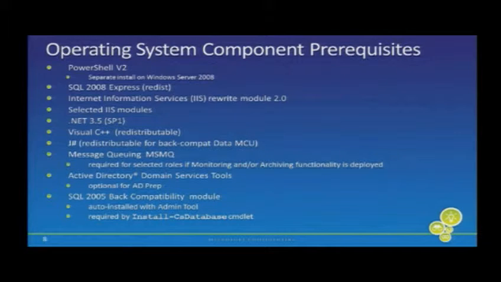We also have a list of operating system component prereqs. As of now, several of these are required to be installed manually. However, we are optimizing that experience and expect that to be reduced by RTM, where the RTM code will deploy many of these setup prereqs for you. There is a prereq validation checker. We'll show you that in the deployment planning tool as well, which will walk through and determine which prereqs are installed and which ones have to be installed.